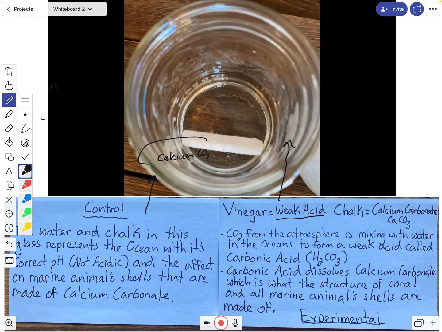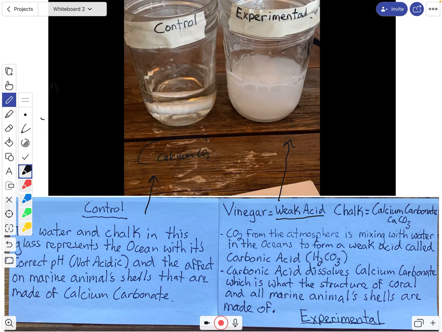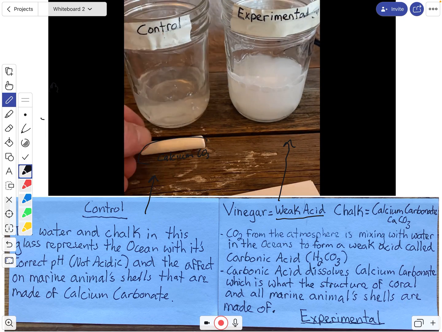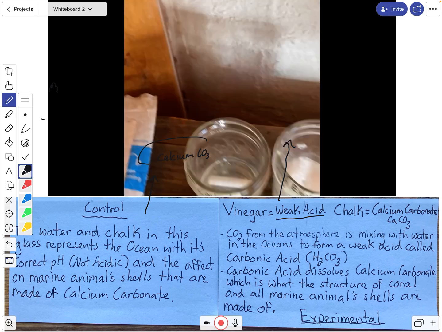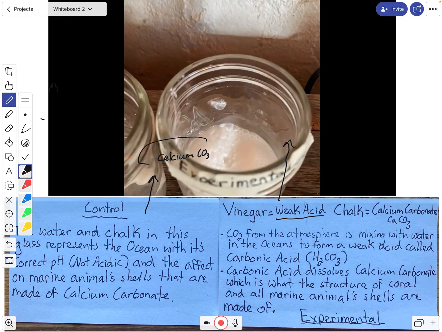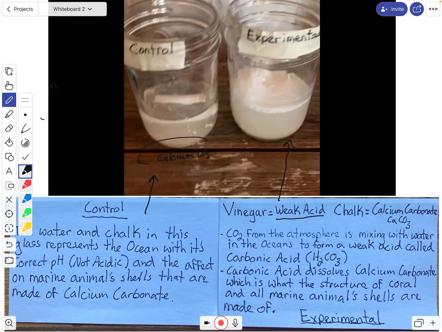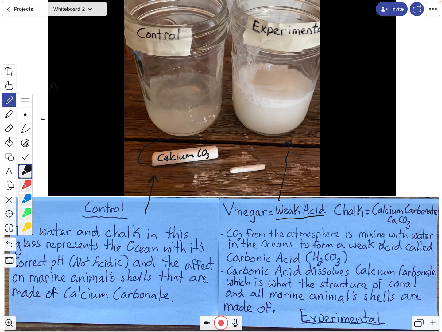So not only is there a decrease in calcium carbonate in the ocean because of the pH change, but it also softens up and dissolves the calcium carbonate that makes up the shells or the reef structure. So this is called the acidification of the oceans, and it can be a very, very bad deal.